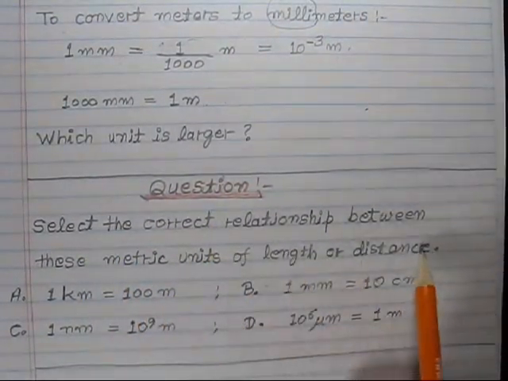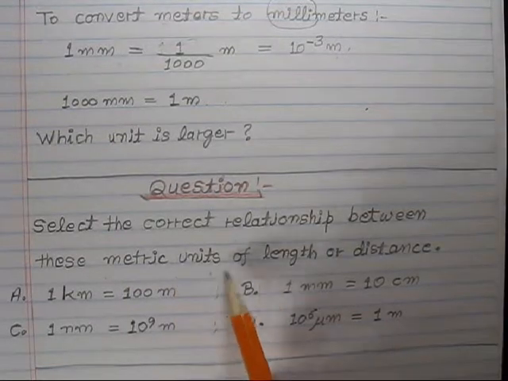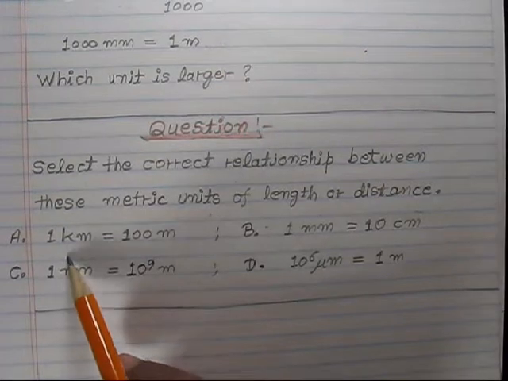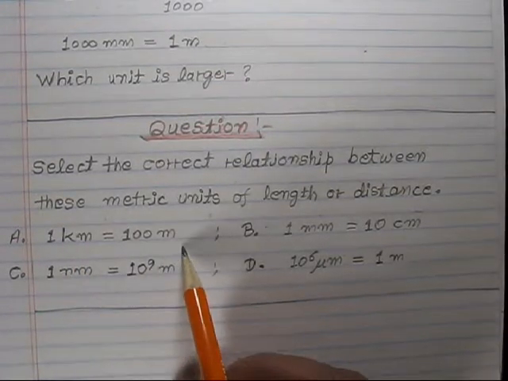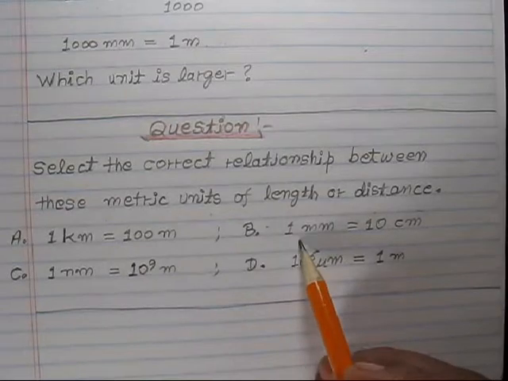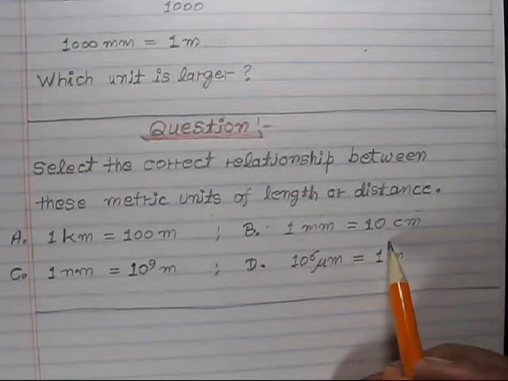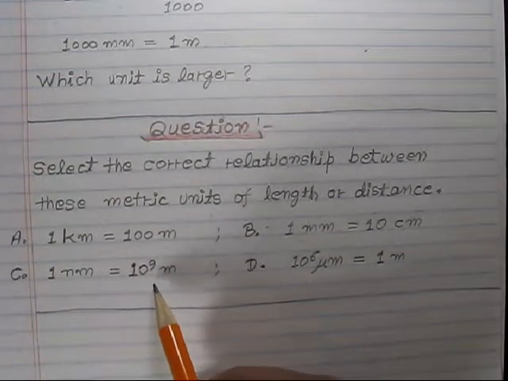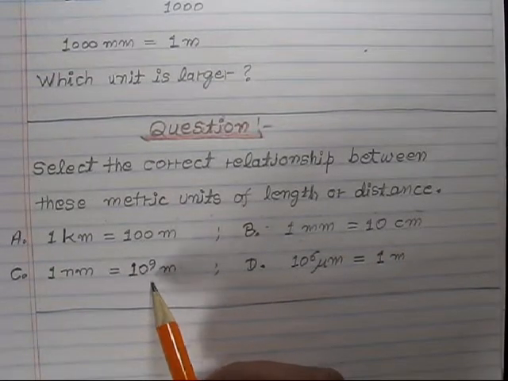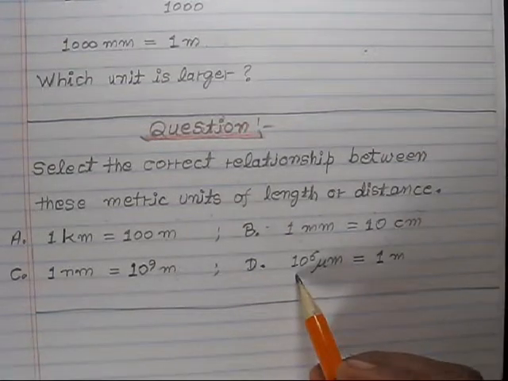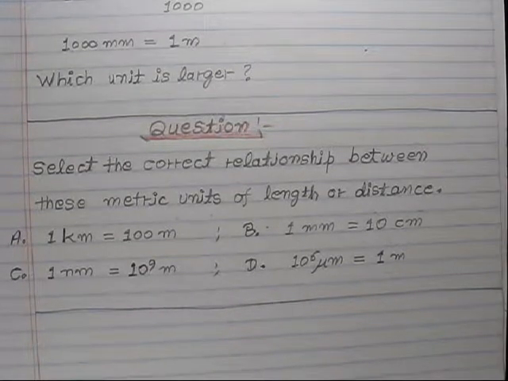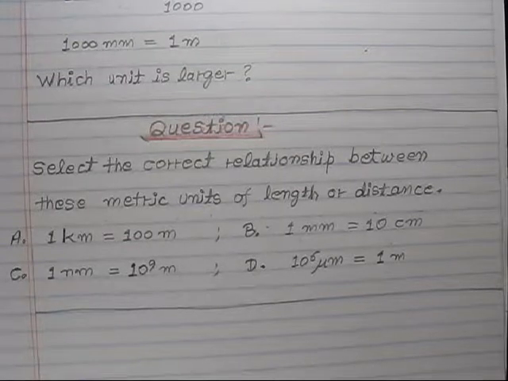Select the correct relationship between these metric units of length or distance. So what would be the correct conversion? 1 kilometer is equal to 100 meter. 1 millimeter is equal to 10 to the power 10 centimeter. 1 nanometer is equal to 10 to the power 9 meter, or 10 to the power 6 micrometer is equal to 1 meter. You can pause this.